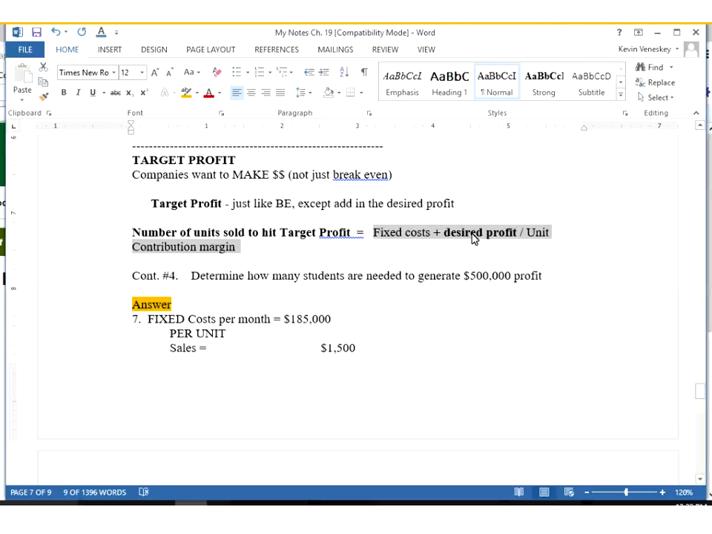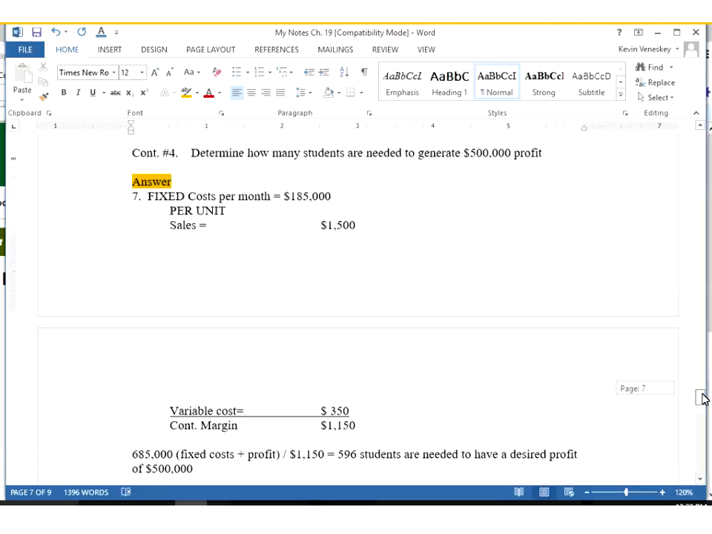And so we're going to do the exact same formula we just did with break even, except one little piece added, and that's the amount of profit. So I'm going to take my fixed cost, which I already did, and just add in how much profit I want to make, and then simply divide that by our contribution margin. So go ahead and try to do that with this one, knowing I want to make $500,000 in profit with this school. How many students am I going to need to make $500,000 profit?